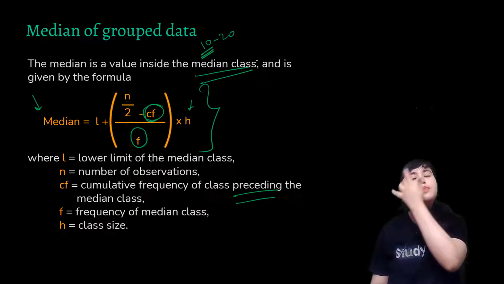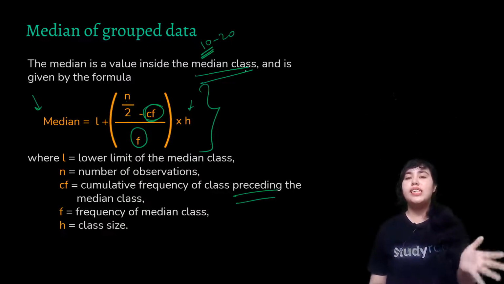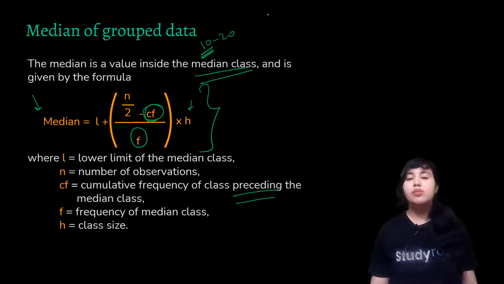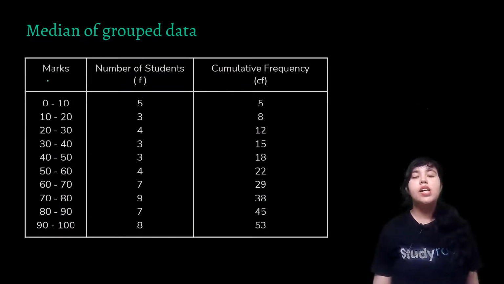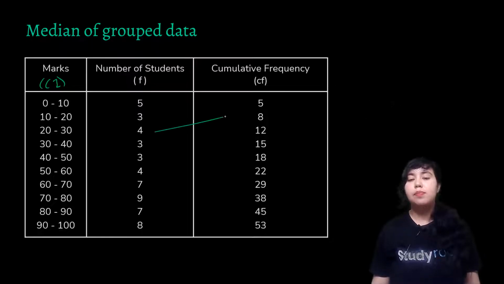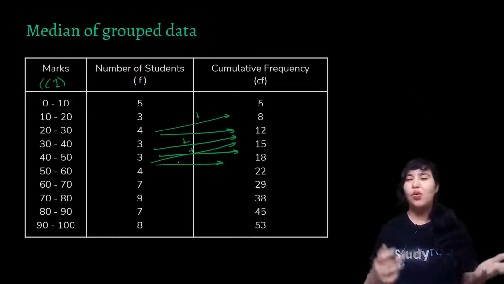If you remember the previous example where we wrote the cumulative frequency table for more than type and less than type, for less than type the last term was n equal to 53. So we'll call that n because that was the last value. Here we have the same marks example. This is grouped data. We've been given class intervals and frequencies, and we have calculated these cumulative frequencies. So it was 5, then 5 plus 3, 8. Then 8 plus 4 gave us 12. Then 3 plus 12 gave us 15. Then 3 plus 15 gave us 18. Then 4 plus 18, 22, and so on.